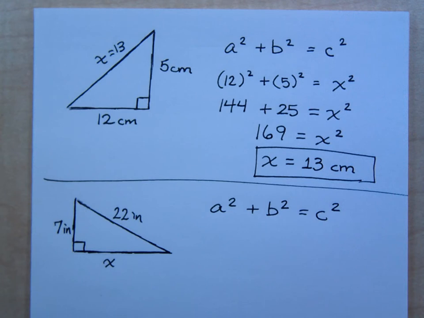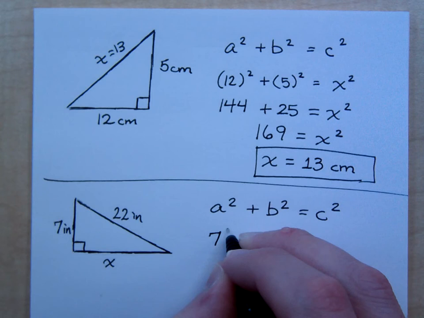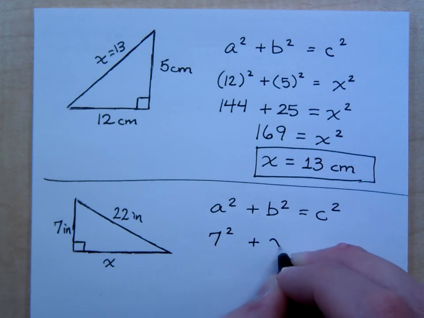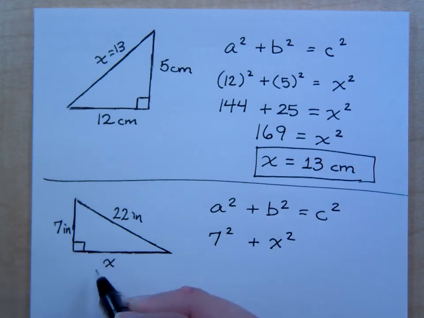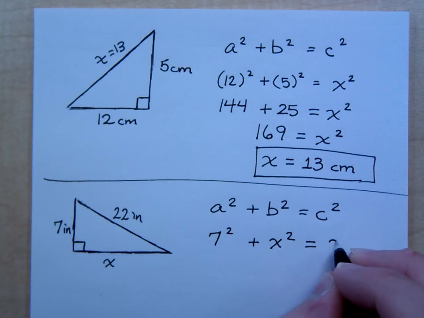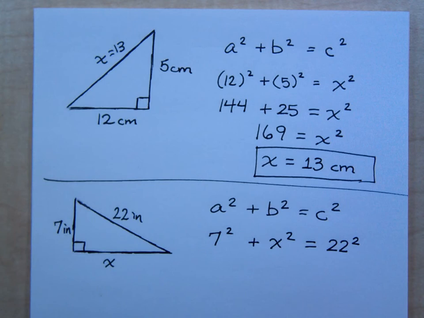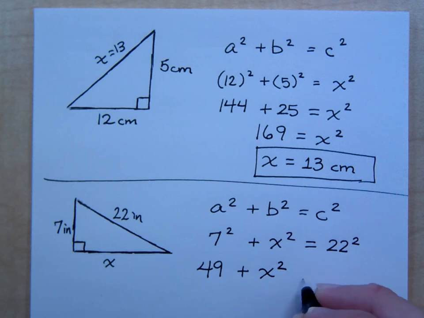X squared. 7 squared plus what? Plus x squared. Right, because these are your legs. Equals what? 22 squared. All right. What's 7 squared? Plus x squared. See, I'm going to have to get this guy by himself in a little bit. 22 squared. 484.